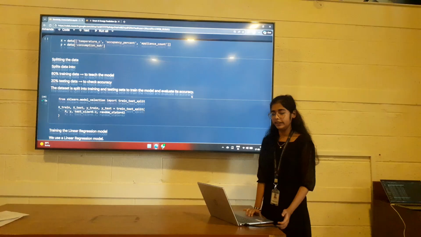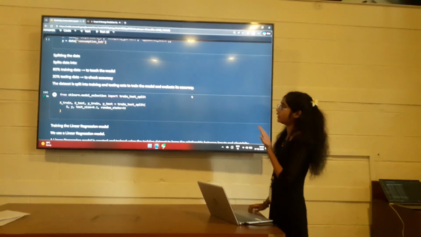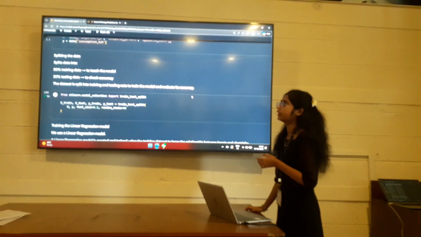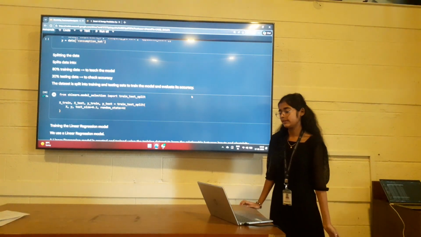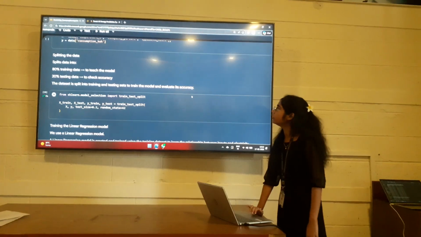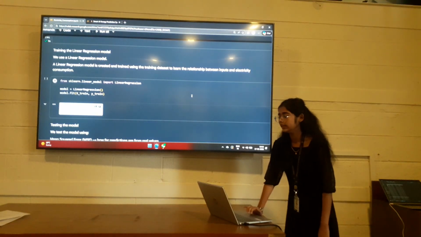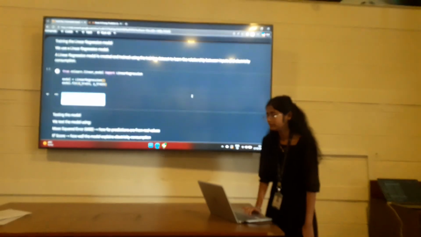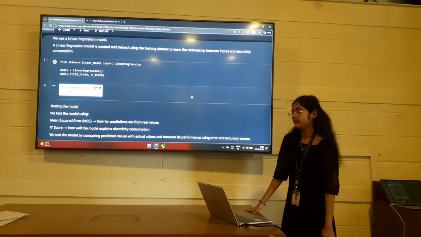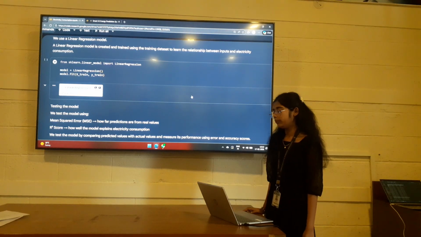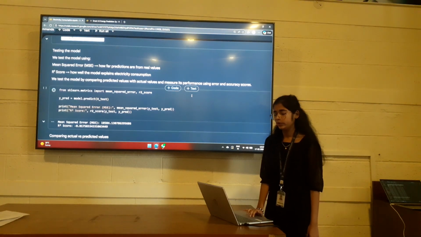Now I have split the data. I have split the data into 80% training data, which teaches the model, and 20% testing data to check the accuracy. The dataset is split into training and testing sets to train the model and evaluate its accuracy. I have used a linear regression model. The model is created and trained using the training dataset to learn the relationship between inputs and electricity consumption.